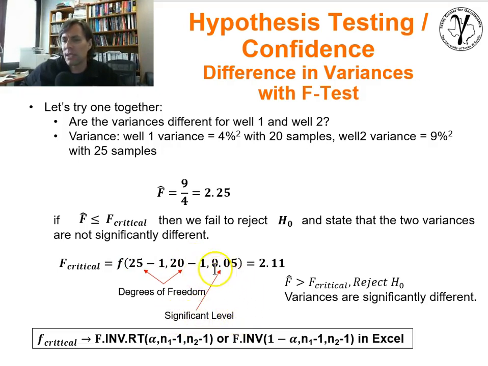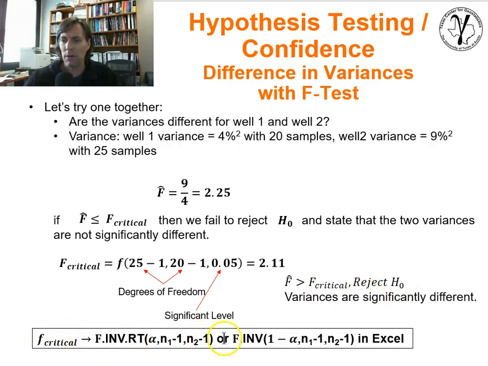And we put in the significance level of 5%. Once again, no worrying about having to divide by 2 since it's a one-tailed test. And we get 2.11. And so what do we say about that? Well, we say that in this case, we have an F critical value that is less than the F statistic. So we reject the null hypothesis. The variances are significantly different.